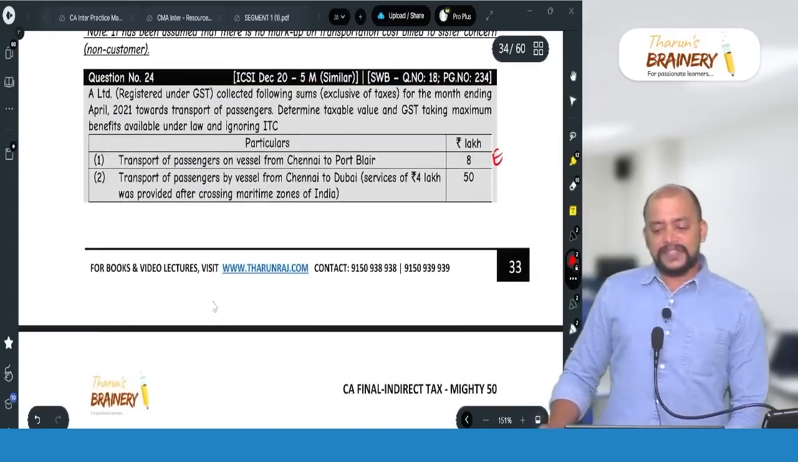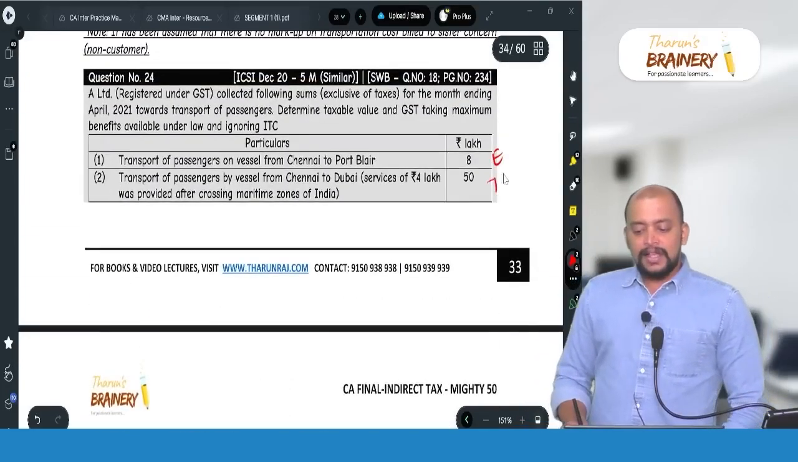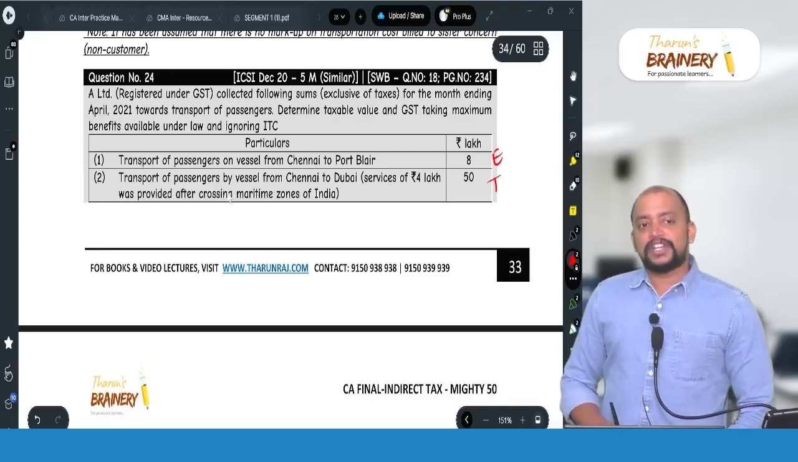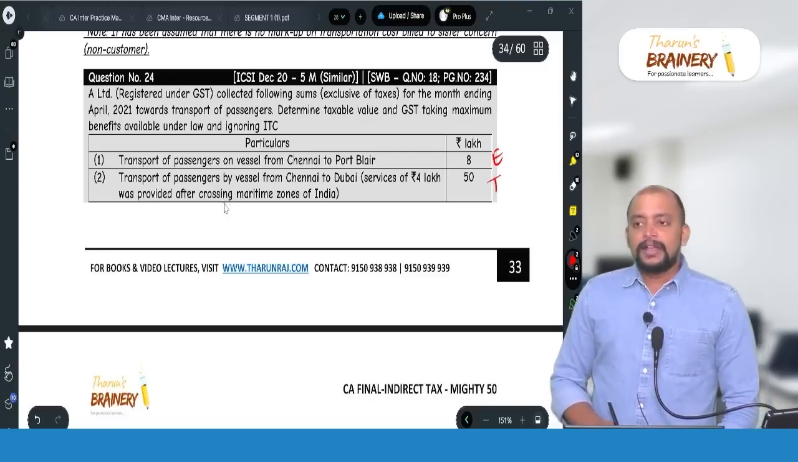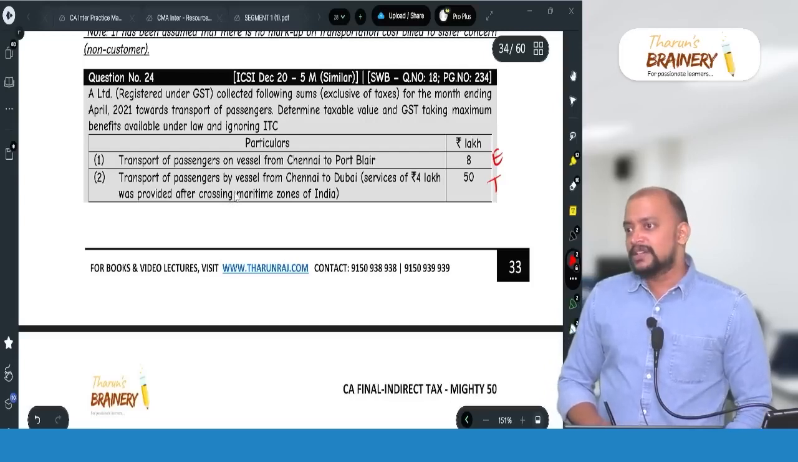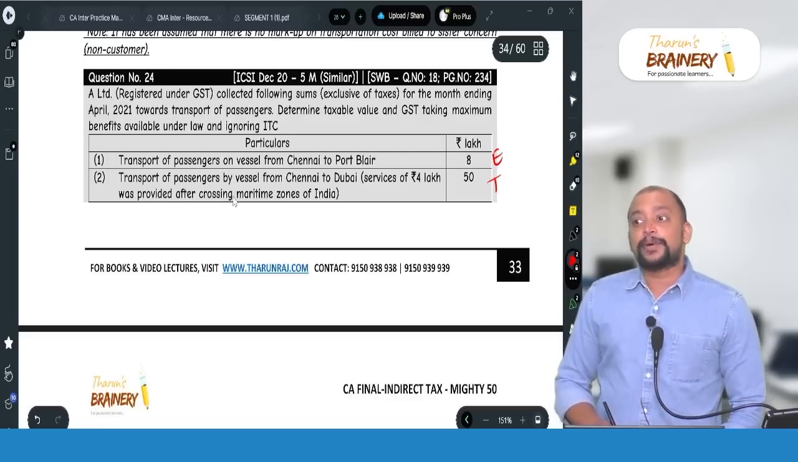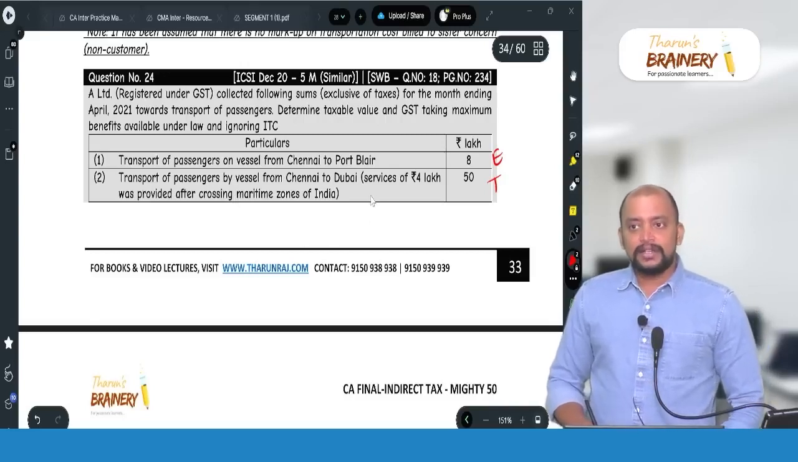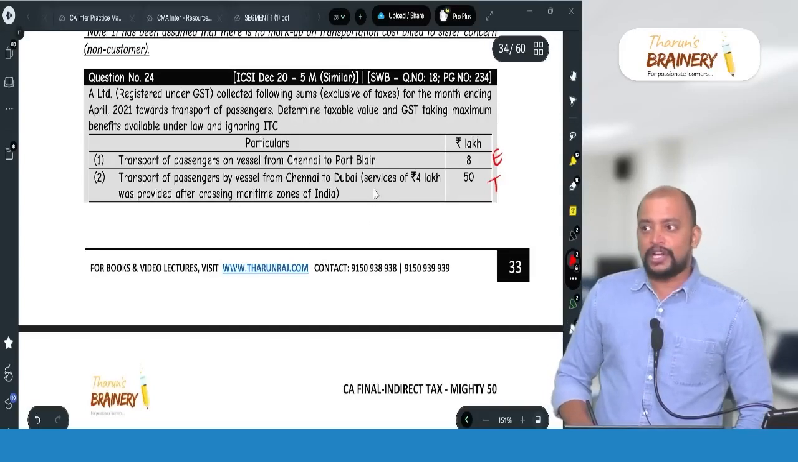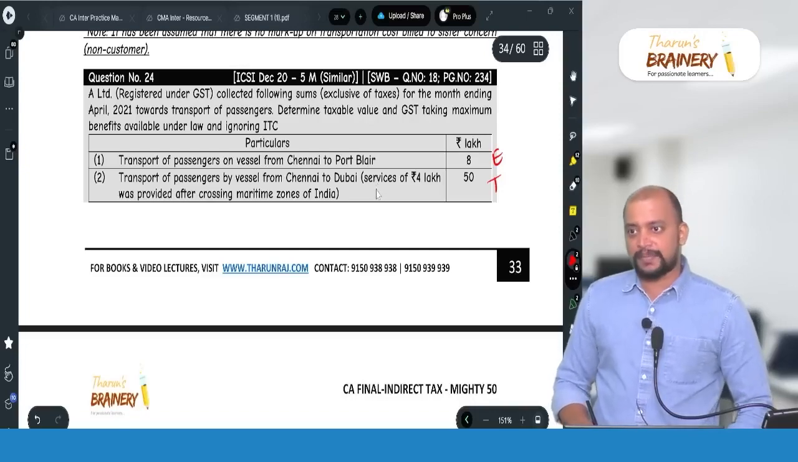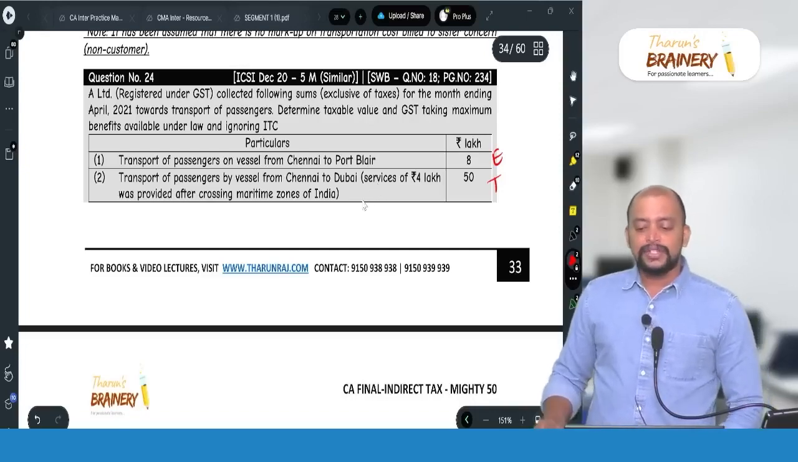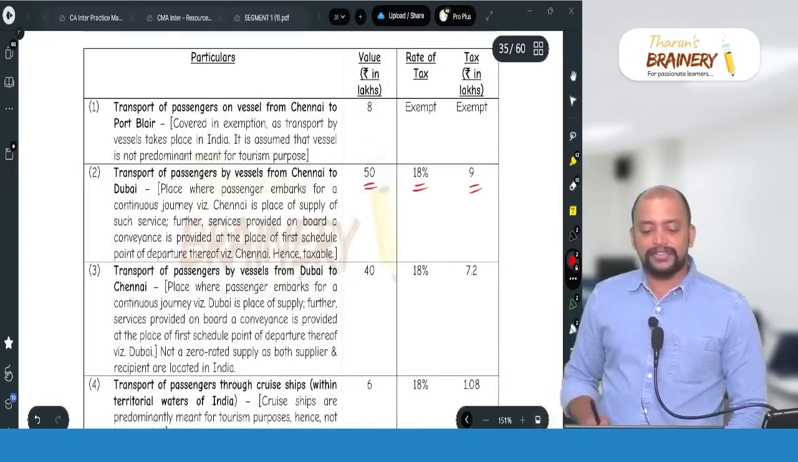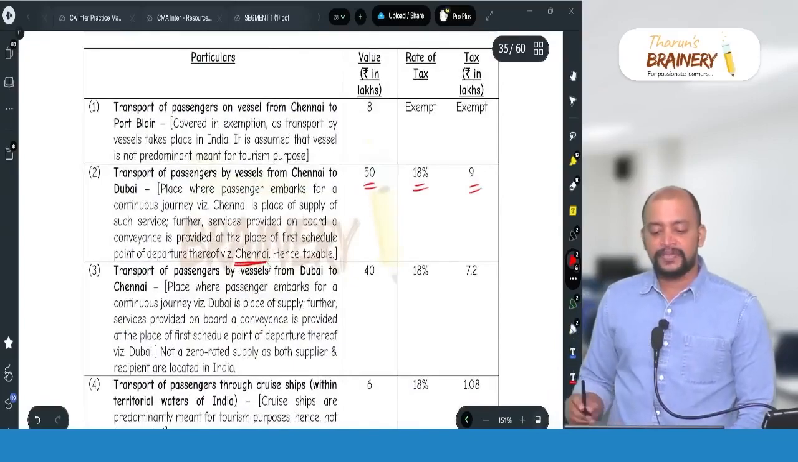Now place of supply, if you see here, so in case of transportation of passengers, section 12, B2B location of recipient, B2C starting point of the passenger. So starting point of the passenger, yes, not ending point of the passenger, starting point of the passenger only, it is in Chennai. So Chennai will be taken as the place of supply.